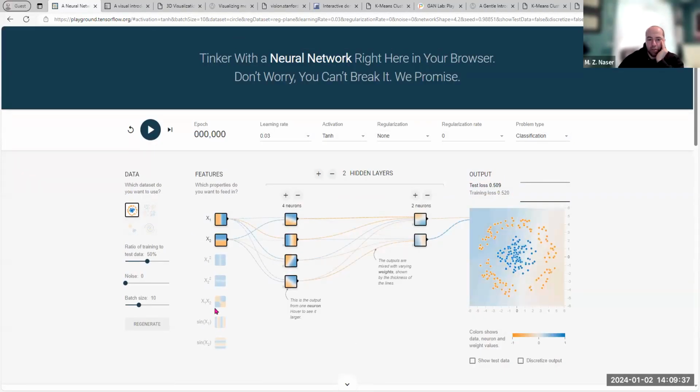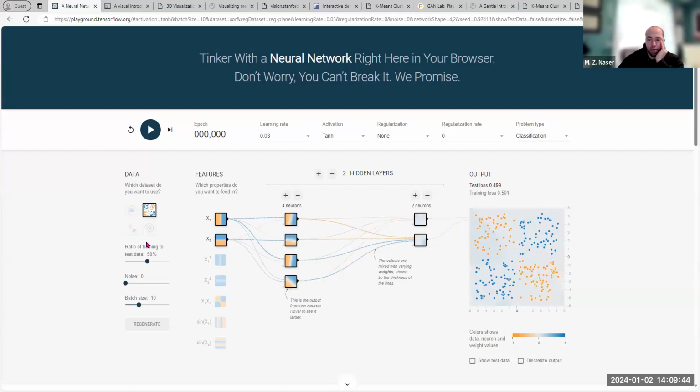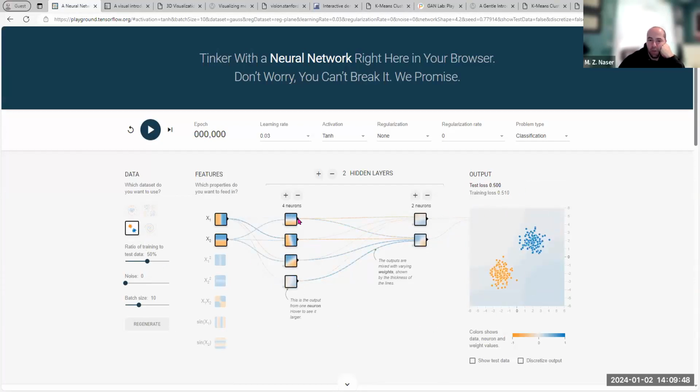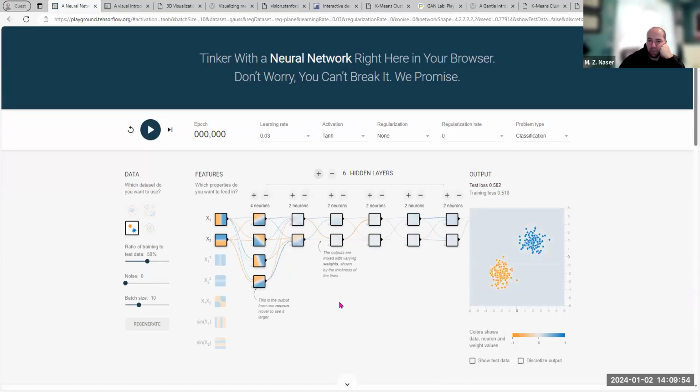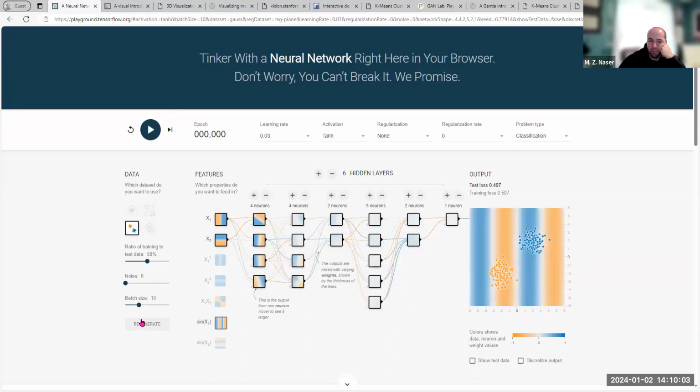So we have the features here, we have the layers here, and we have the output. Let's say that we would like to do a classification. Here's the number of hidden layers. We can have 3 layers, 4 layers, 5, up to 6, I believe. And each layer has neurons, and neurons are the processing units within the layer. So you can see all the connections.